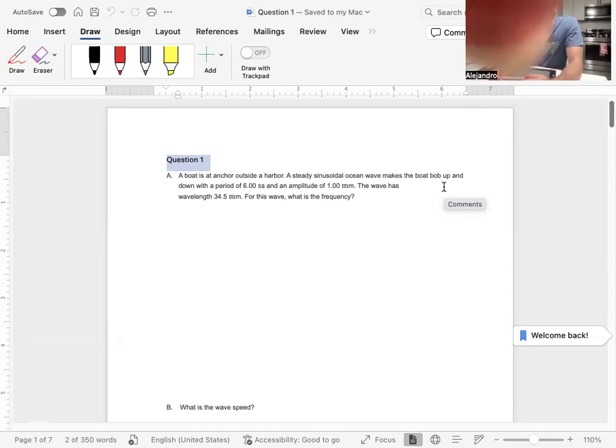For the first exam, I'm going to be working on homework 15.3. For question number one, we have a boat at anchor outside a harbor. A steady ocean wave makes the boat bob up and down with a period of 6 seconds and an amplitude of 1 millimeter. The wave has a wavelength of 34.5 millimeters. For this wave, what is the frequency? That's the first thing we have to know, that we are looking for frequency.